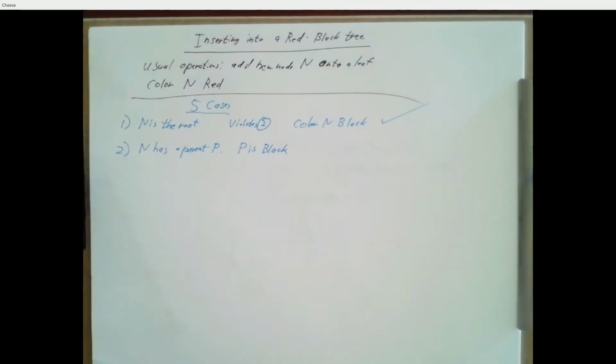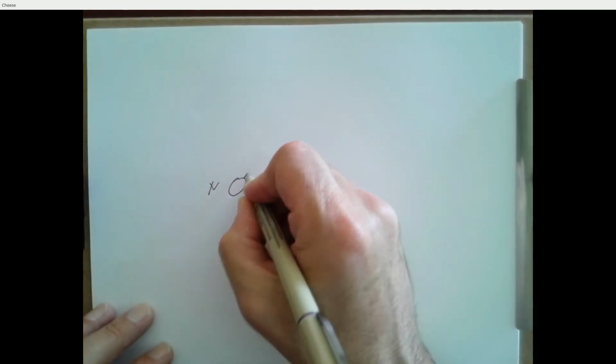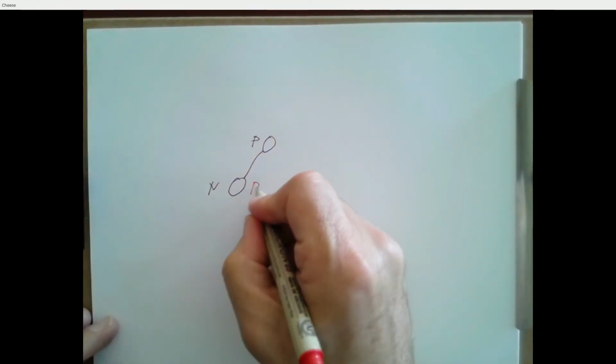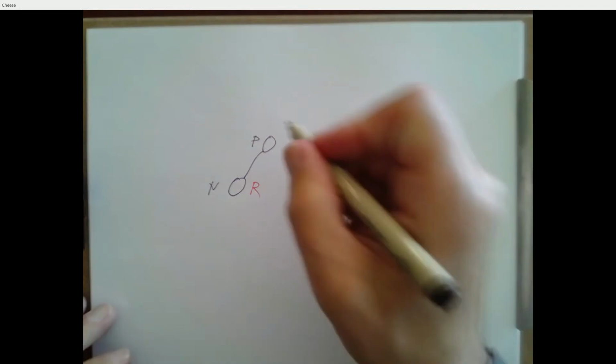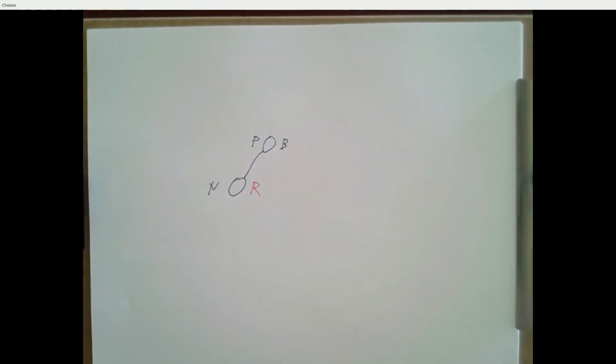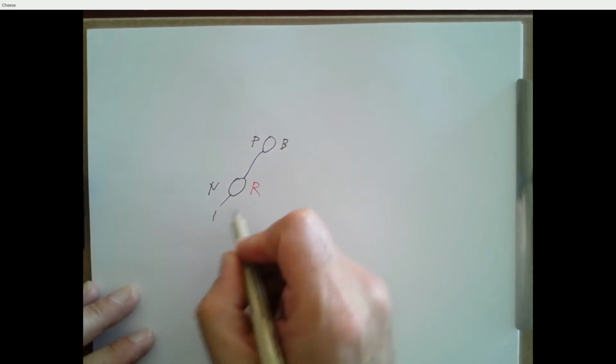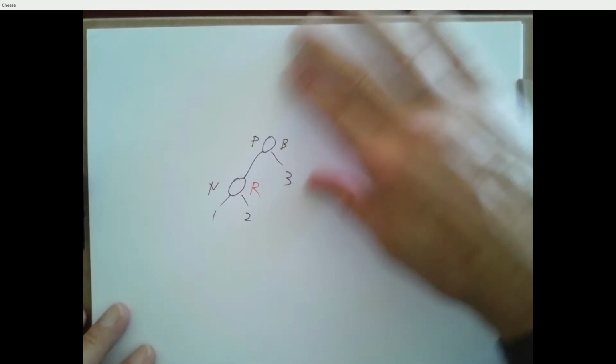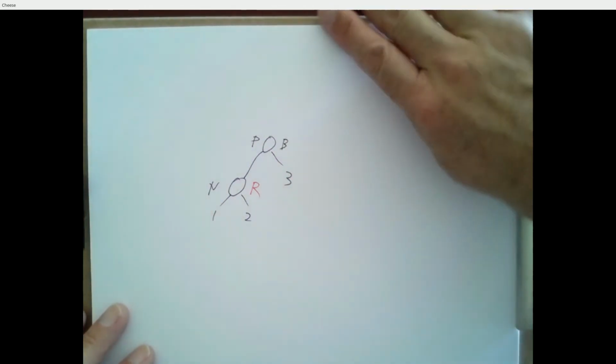Now suppose the parent is black. What have we got? We've got a new node that we've just inserted. It's red. We had a parent node. Our new node is red. The parent is black. And we've got some subtrees under here. And nothing above here has changed, right?